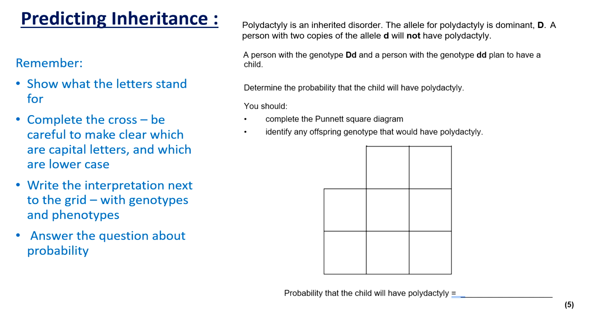This question here is about polydactyl, which is an inherited disorder, and it tells you outright that it's carried on the dominant allele and that capital D is the letter you should use to represent the condition. The question then asks you to complete the Punnett square, so make sure you fill that in fully and then identify any offspring and the genotype that would have polydactyl. So start by filling out what our letters or our alleles mean.